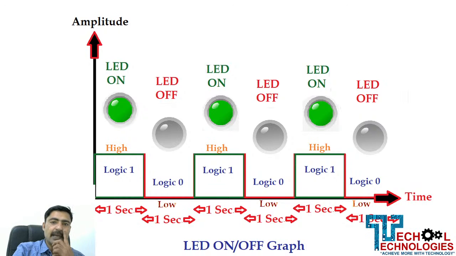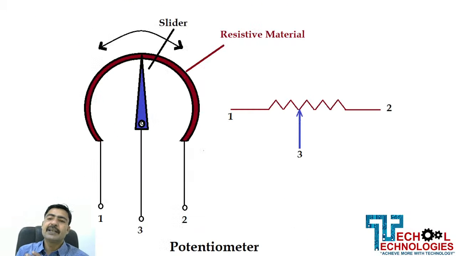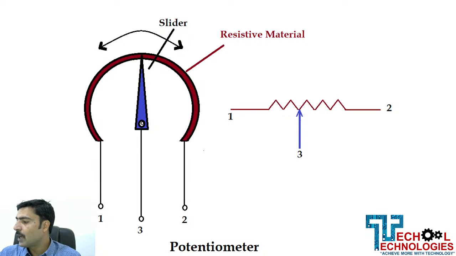So it is having three terminals. So between two terminals, I'll show you. This is the potentiometer internal diagram, where you have a potentiometer. It is having three terminals.